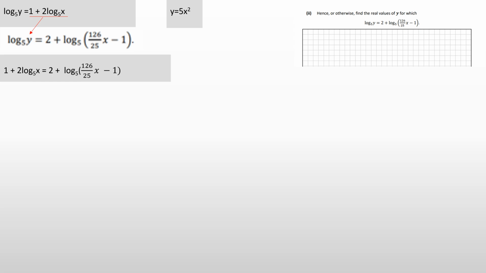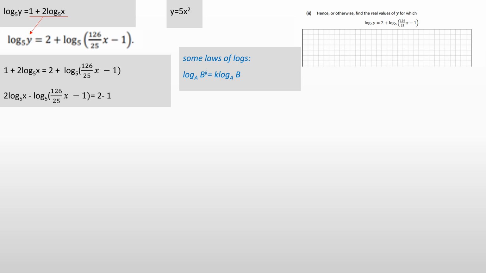So let's do that. Here the goal is you want to get all the logs to one side and then make them into one log, and you want to get all the numbers like the 2 and the 1 together as well, right? So you want to simplify it. So if you do that, you move the log 5 (126 over 25x minus 1) to the left, or you take it away from either side, you end up with that. And then if you move the 1 on the left to the right, it becomes minus, so you end up with 2 minus 1 on the right.